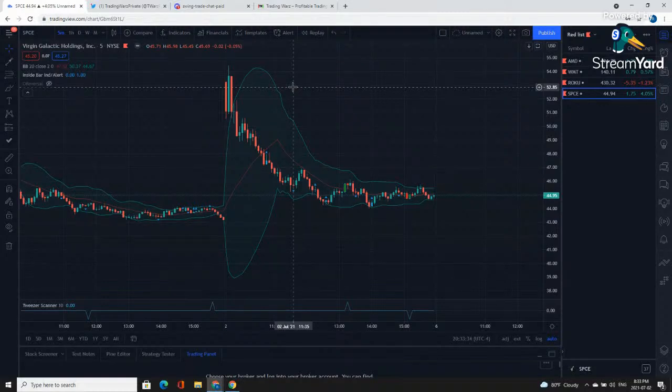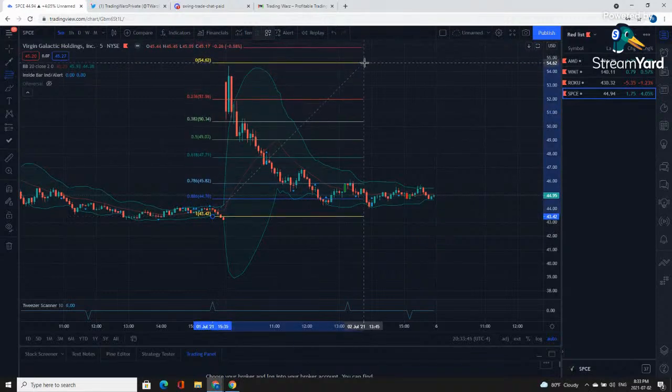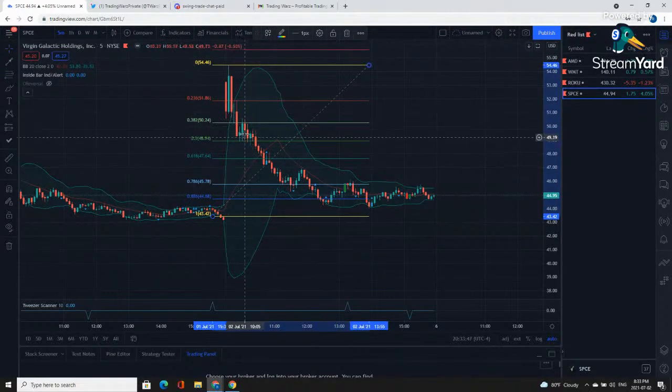So that's why today with Spice, once it started coming into the gap here, what I did was I had the Fibbo from the low to the high, from the close to the high. And I had these levels. You see the 50 was the first stop for me. You see how we hugged the 50 for a while.